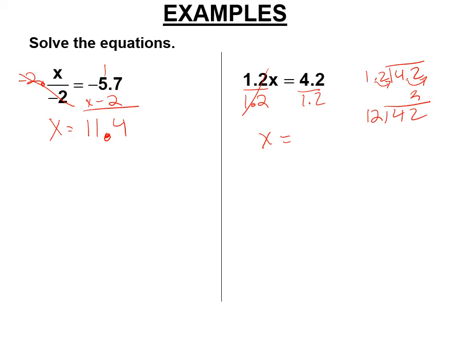Well, 12 times 3 is 36. The 3 goes above the 2. Get a remainder of 6. 42 has a decimal point. Straight up. 0 straight down. Oh, 12 goes exactly into 60. And so this answer is 3.5, or 3 5/10.